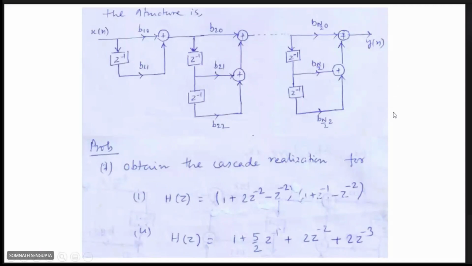Now all of you do one problem. Obtain the cascade realization of the FIR system. The first one is H(z) = (1 + 2z^-1 - z^-2)(1 + z^-1 - z^-2). All of you do the first one. Very simple, you can do it within 1 or 2 minutes. It is already factorized, so how will we implement this?